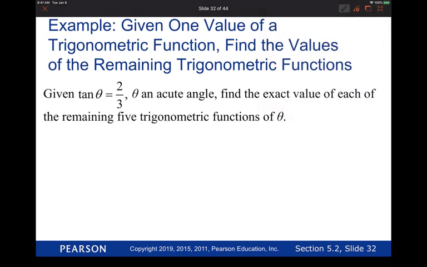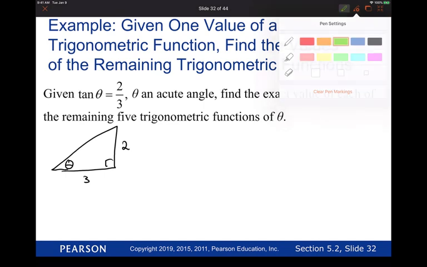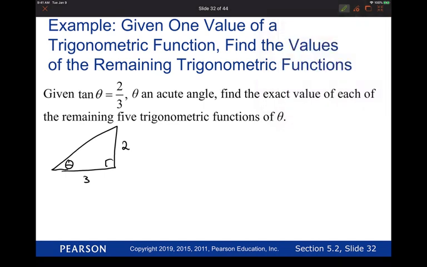Okay, so we have that tan of theta equals 2/3, and it says that theta is an acute angle, which means that it's less than 90. So if we start with a beautiful right triangle as such, we put our theta here. So tan, 3. Given this, we can find the what? Hypotenuse.